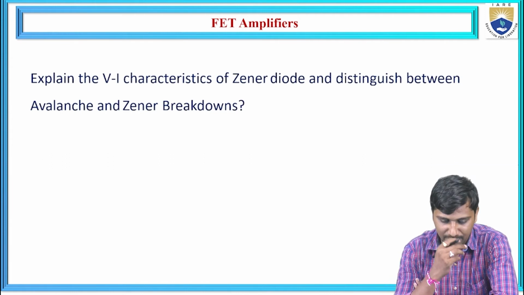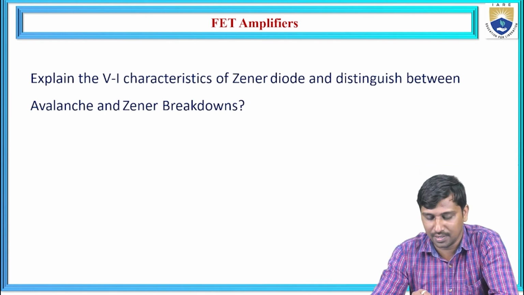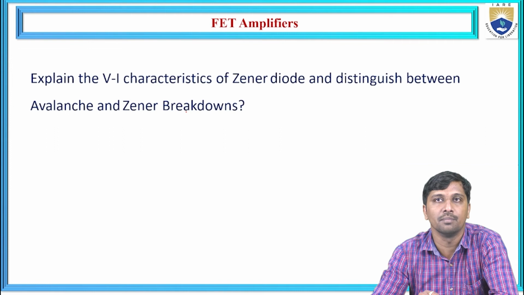Then explain the VI characteristics of the Zener diode and distinguish between avalanche and Zener breakdowns. For this case, first you draw the Zener diode, then explain how the Zener diode is constructed. Then what is the advantage of this Zener diode, why we go for the Zener diode. Then apply the biasing voltages, means again you can apply the forward bias and the reverse bias.